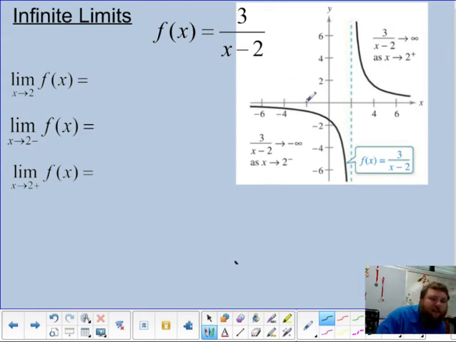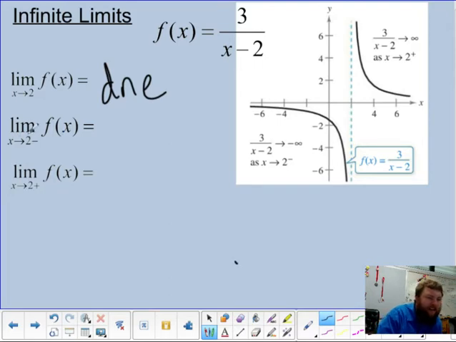Well, let's take this function right here, f of x equals 3 over x minus 2. I'm going to ask you, what's the limit of f of x as x approaches 2? Well, as you're approaching 2 from each side, we usually say this does not exist because it's going to negative and positive infinity. It's two different ones.